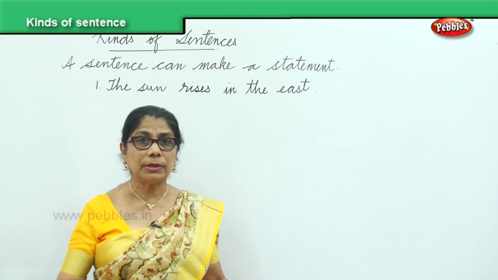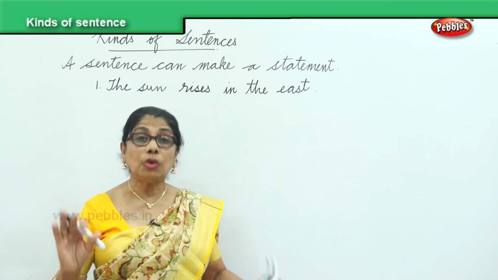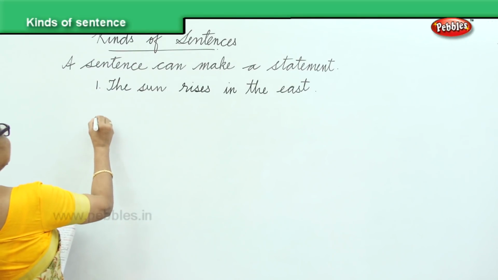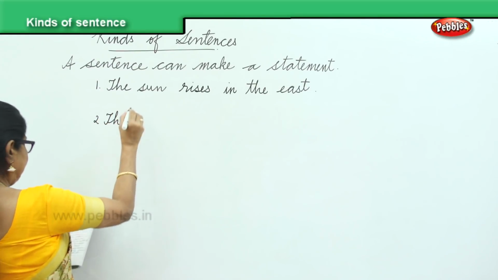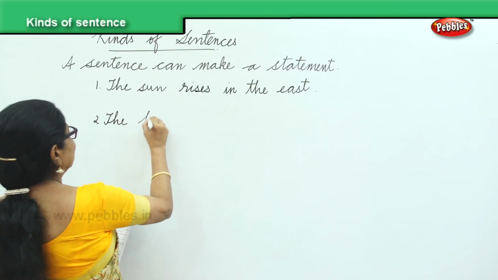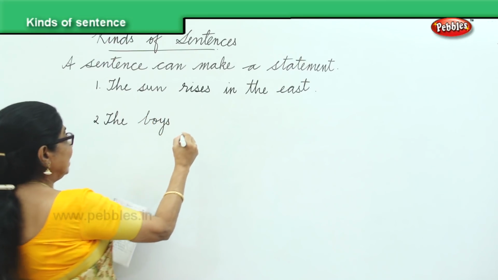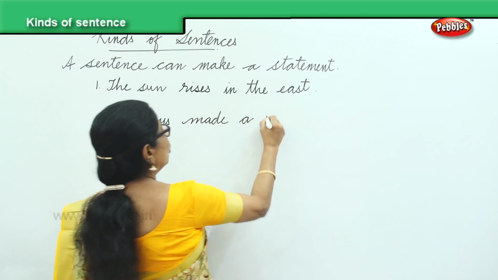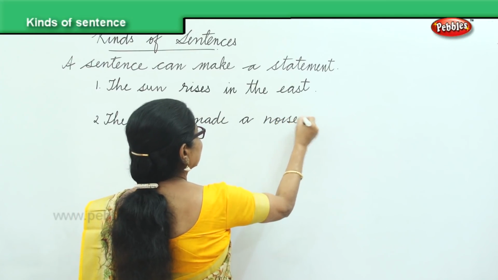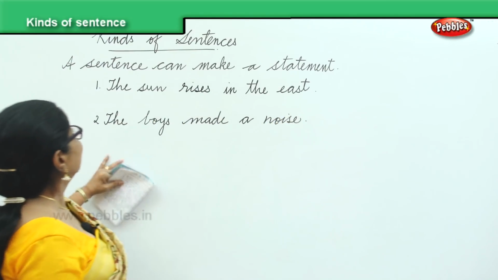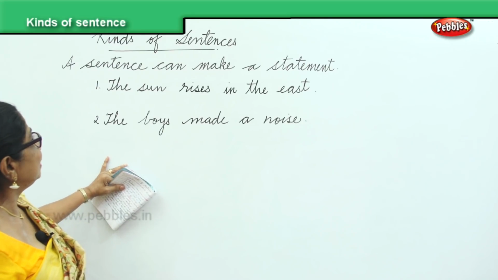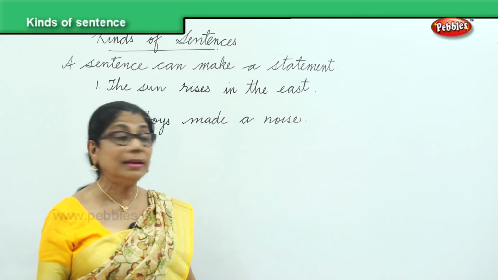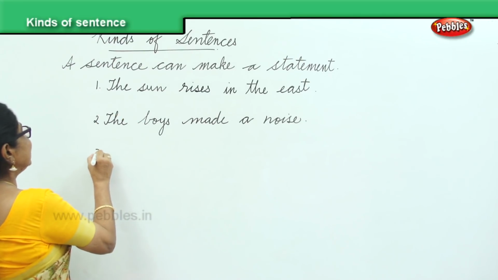A statement can be true or false. The sun always rises in the east. Now, the boys made a noise. That's another statement. A sentence can make a statement. The sun rises in the east. The boys made a noise. Another statement.